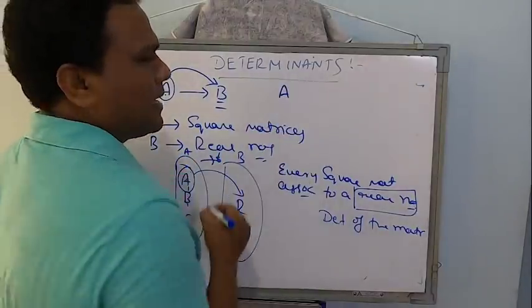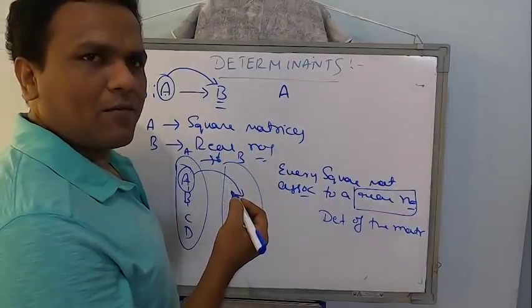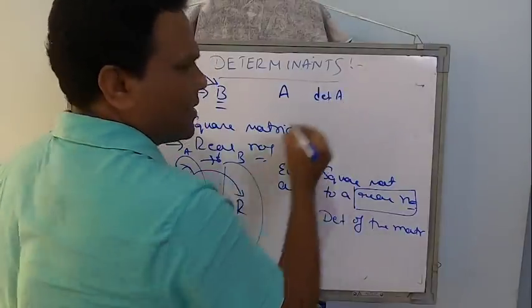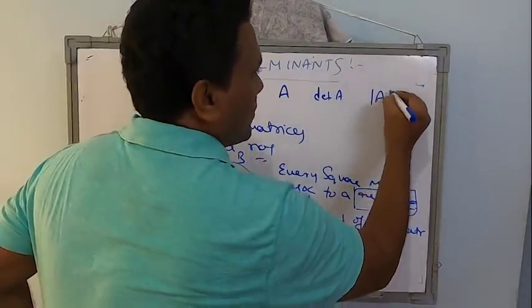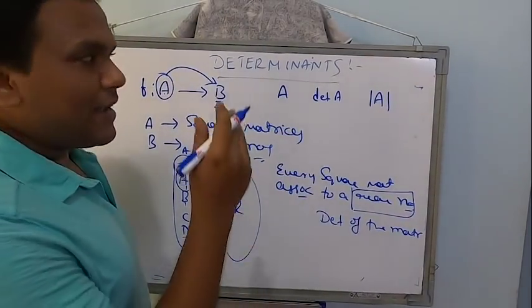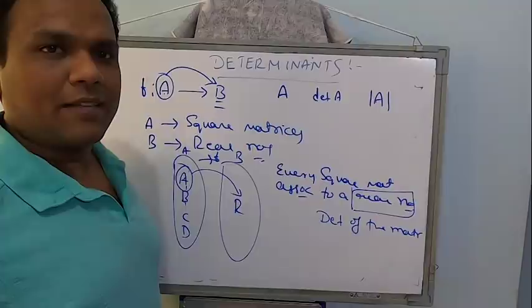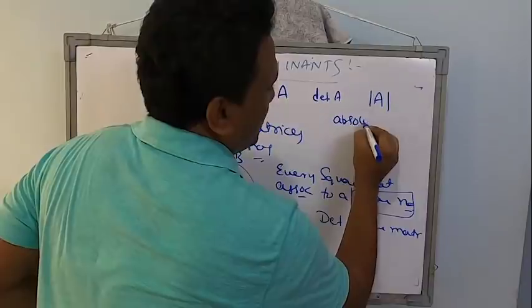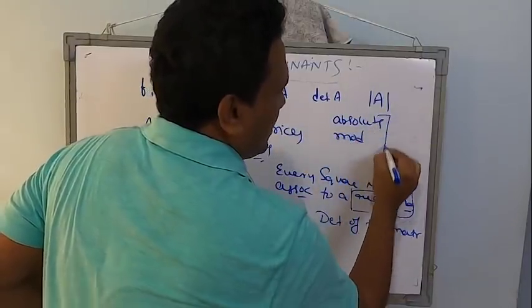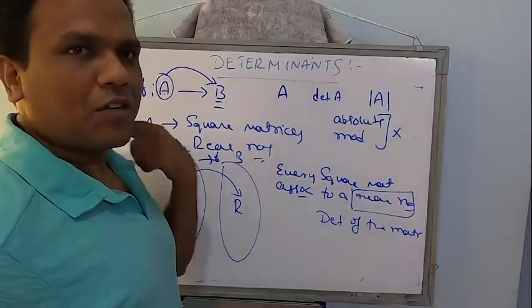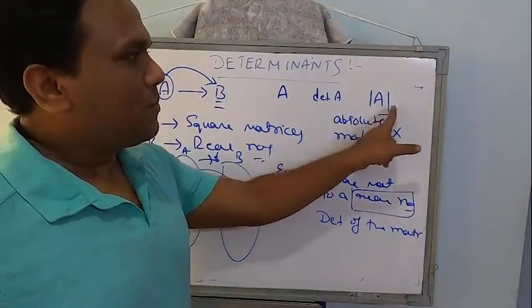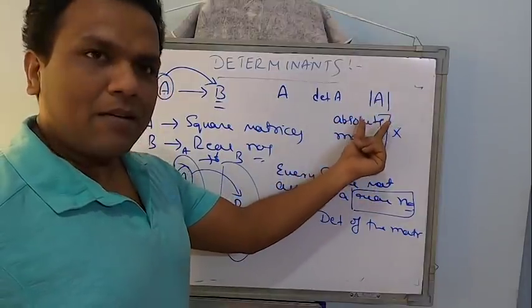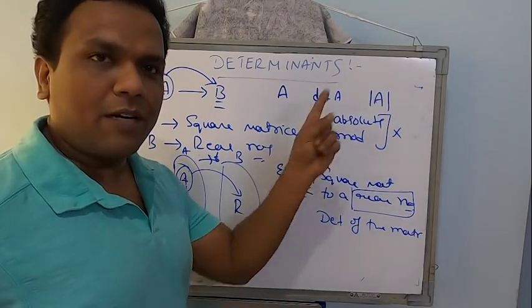Usually matrices are denoted by capital alphabets. So if A is a matrix, the determinant of the matrix, short form det A, they will write sometimes. The standard form is writing A within a pair of vertical lines. Please do not confuse this with absolute value. We use the mod function, right? Please do not confuse it with the absolute value or the mod value of the function. So this symbol you should not mix up with the absolute function or the mod function.